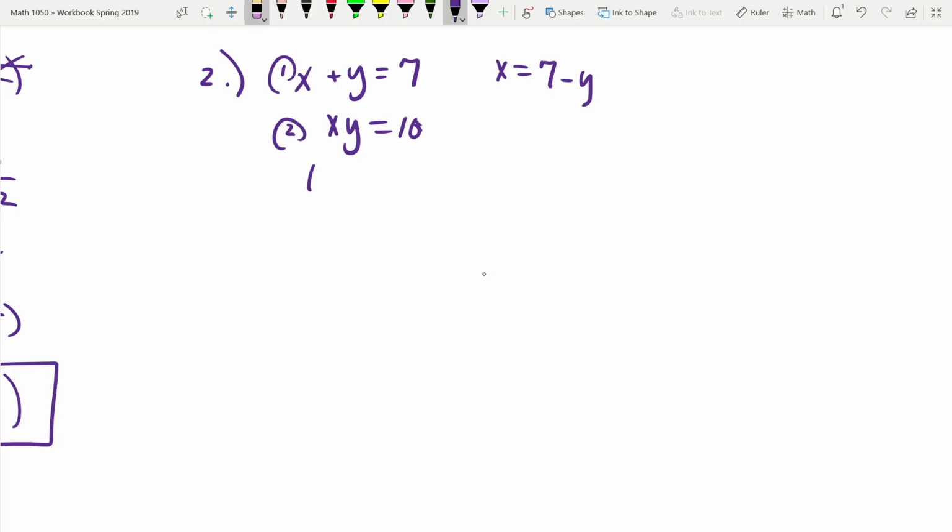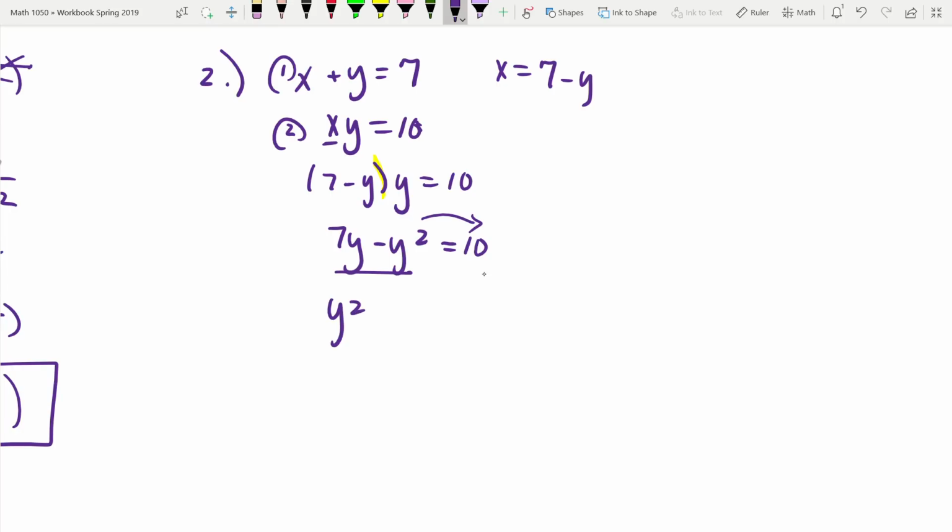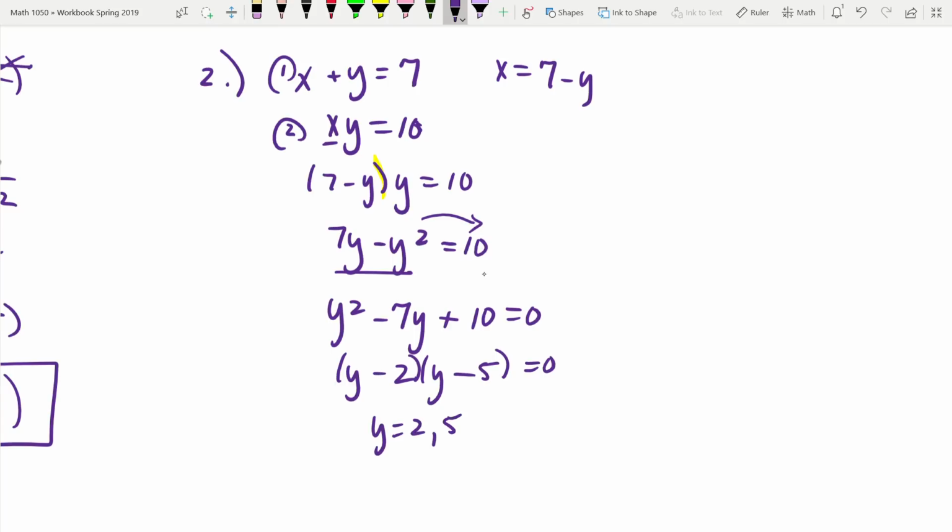Now I go into equation 2, and right there where I see an x, I'm going to put in 7 minus y. So it's (7 minus y) times y equals 10. It's a little awkward to have the y at the end. Really, it should be at the beginning. It doesn't matter. It just means distribute. So it's 7y minus y squared equals 10. The y squared is negative. I know I'm going to have to factor, so I'm going to pull it that way. So I have y squared minus 7y plus 10 equals 0. And then I factor to y and y. 10 is 5 and 2. Signs are the same. They're both negative. And I get y equals 2 and y equals 5.